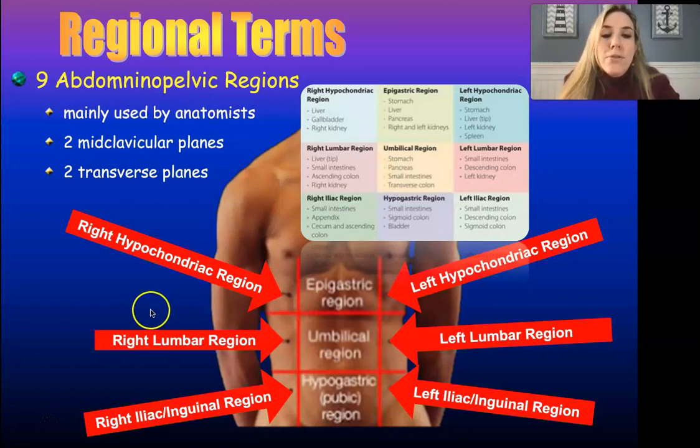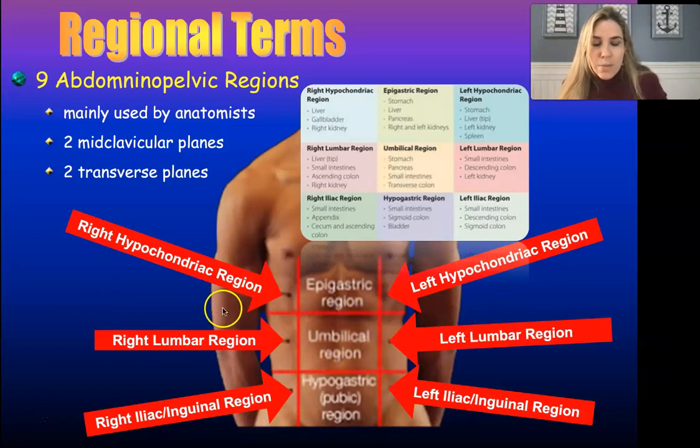So we have the mid-clavicular planes, and then we're going to have 2 transverse planes, one that goes under the ribs and one that goes under the umbilical region. So that gives you your tic-tac-toe board.